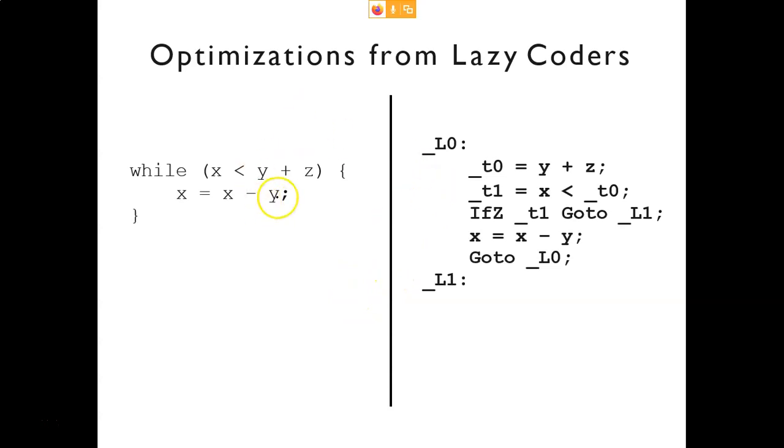So for example, if this is your high level language code, then you can do some optimizations here. What is the optimization that you can do here? You can see this y plus z you are calculating every time.